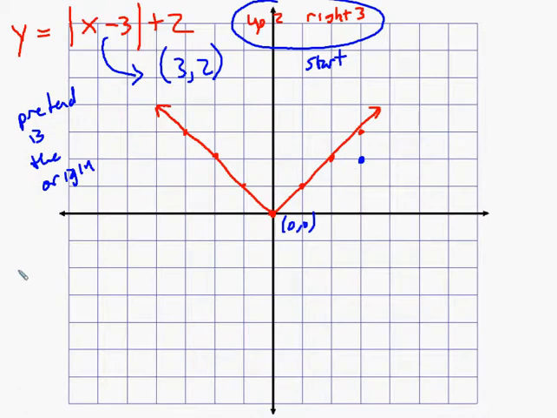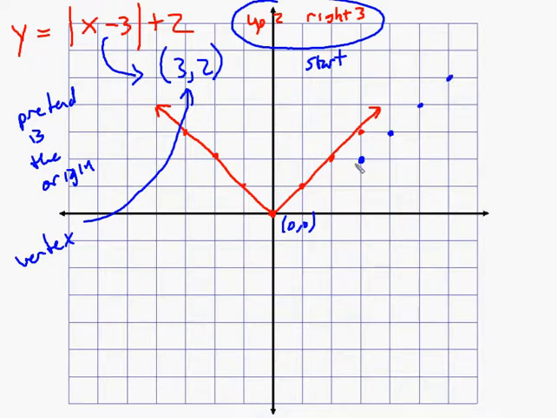Okay, so now my vertex is this point, right? You with me? So now, listen, watch. If I go right 1, that's like x equals 1. What's the absolute value of 1? So go up 1. If I go right 2, what's the absolute value of 2? So I go up 2. If I go right 3, that's like x equals 3. What's the absolute value of 3? So I go up 3.